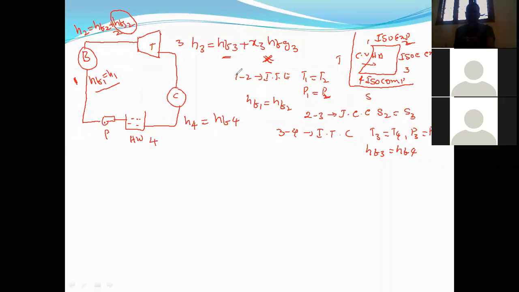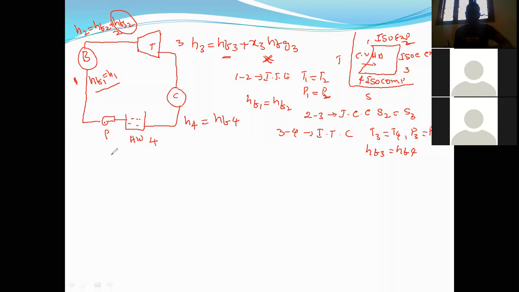Okay, now we'll move to the efficiency of a Rankine cycle. If you are convinced with these conditions, we are going to use them in the Rankine cycle efficiency derivation. That is the reason I'm asking many times. If you have any doubts, just ask me here only. If it is cleared here, it will be better in the efficiency derivation.